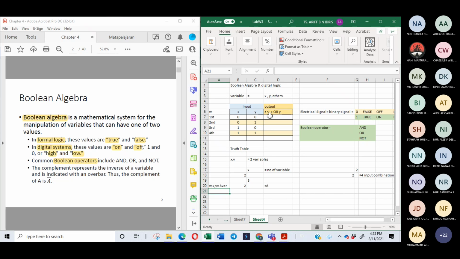Now, in 1 minute, I want you to figure out the output. What is the result if you do x or y? 0 or 0, what is the answer? What is 0 or 1? In 1 minute, because now at my place the call to prayer is sounding. Then we will discuss the answer together. Please figure out the output. Meet again in 1 minute.